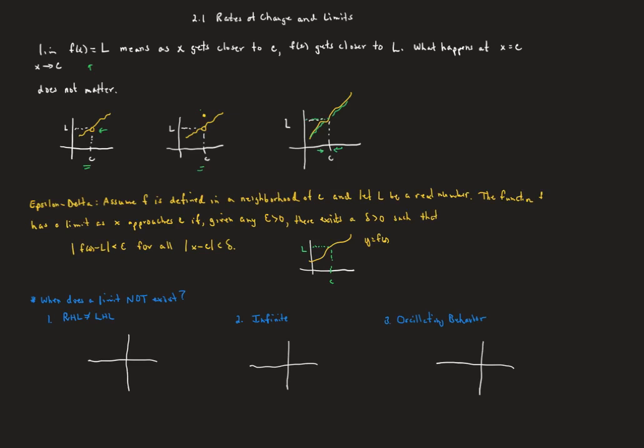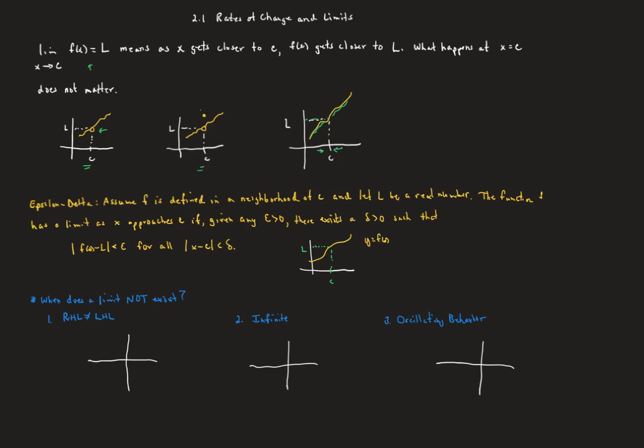We talked about our epsilon-delta definition, and I'll just revisit this a little bit. So assume that f is defined in a neighborhood of c and that L is a real number. We say the function f has a limit as x approaches c if, given any epsilon greater than 0, there exists a delta greater than 0 such that the absolute value of f of x minus L is less than epsilon for all values of x that are within delta of c.